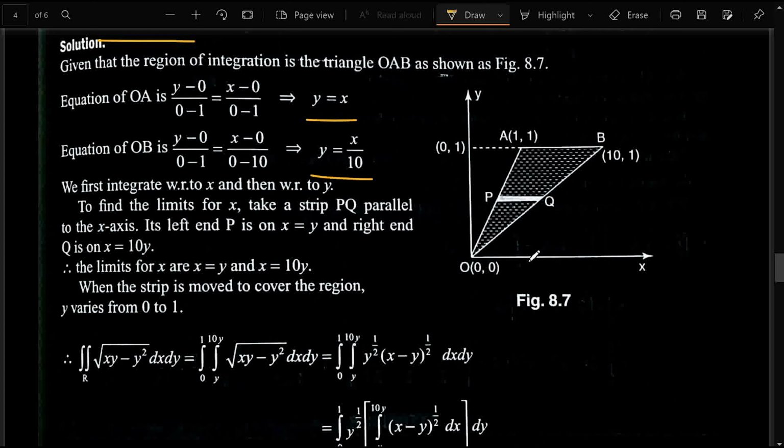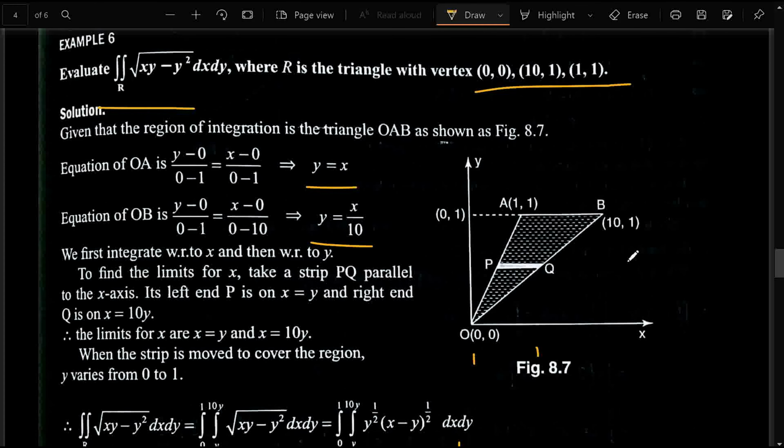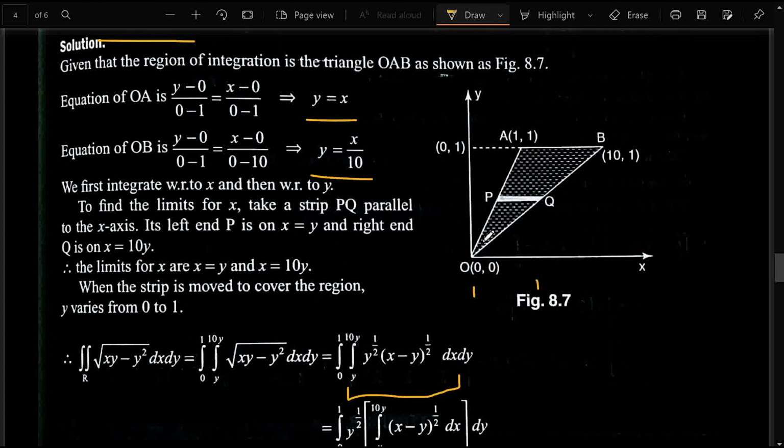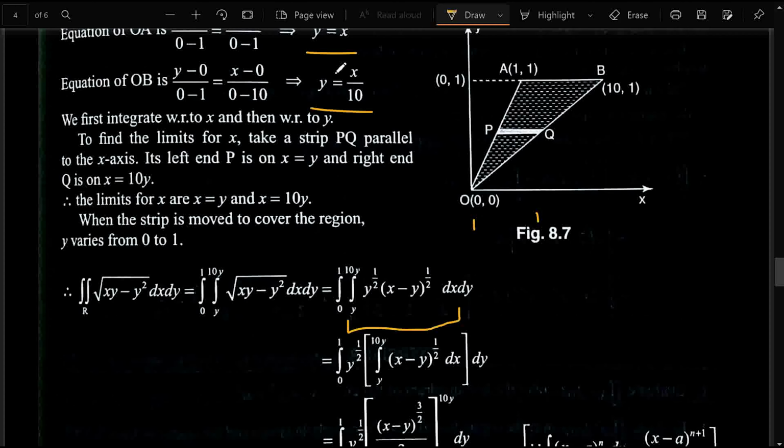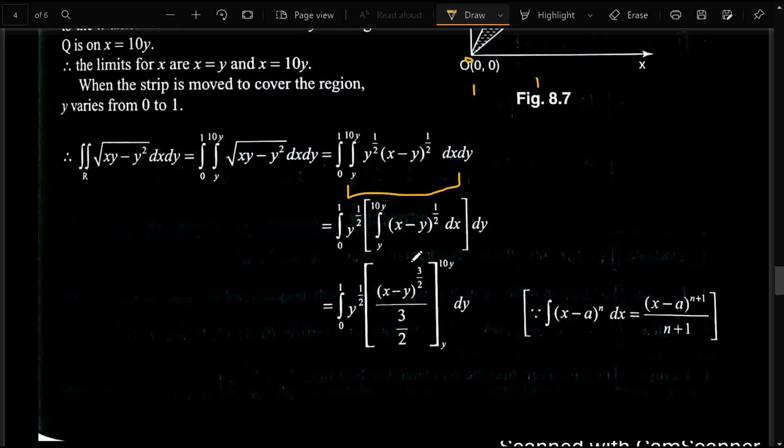So from this to this, horizontally, in the sense the first limit will be with respect to x, so dx will become the first integral, and the limits are nothing but the equation of this line and this line. So this line equation is x = y that we found, and this line equation is x = 10y. So y = x/10, x = 10y. And next is the limit of y, that is 0 to y = 1. So 0 to 1, just integrate it.